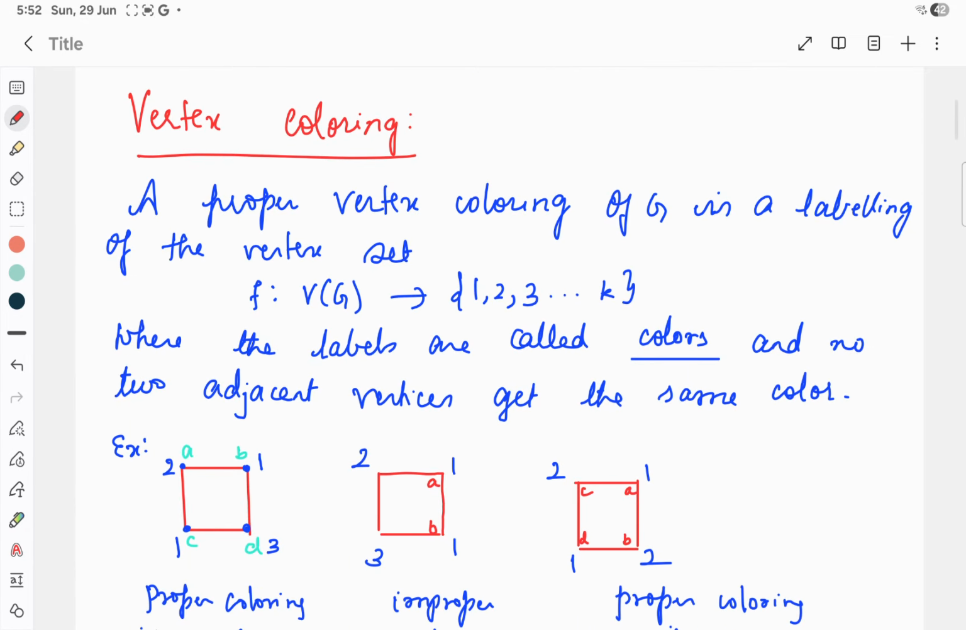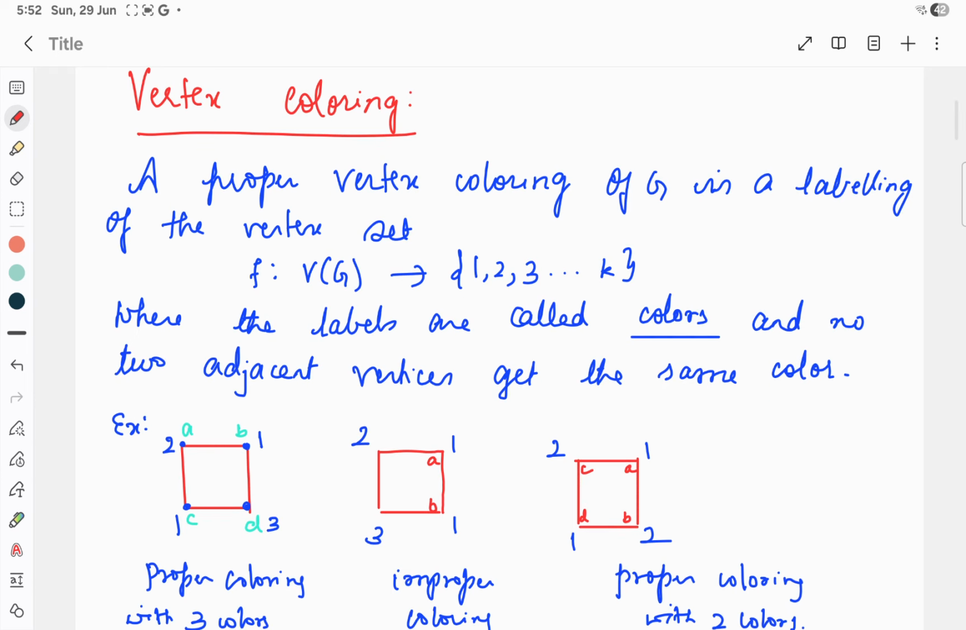A proper vertex coloring of a graph G is a labeling of the vertex set, or a mapping of the vertex set to the colors 1, 2, 3 etc. up to K, where the labels are called the colors and no two adjacent vertices get the same color. So it is a mapping from the vertex set of G to the colors, which are represented by the natural numbers 1, 2, 3 etc. up to K, where no two adjacent vertices get the same color.